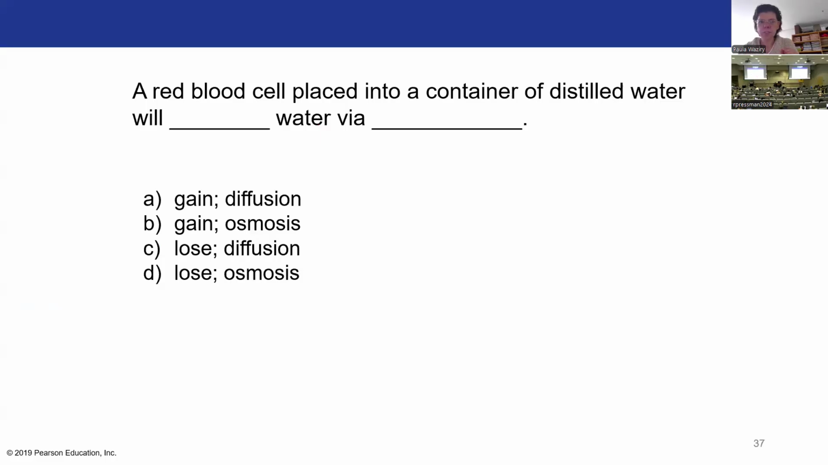And look at that, another question. Oh, again, I just gave you the answer. Red blood cell placed in a container of distilled water. So what kind of water is that? Does it have anything in that water if it's just distilled water, clean water? That is your hypotonic solution. So the cell will what water via what kind of mechanism? All right, let's start that iClicker.